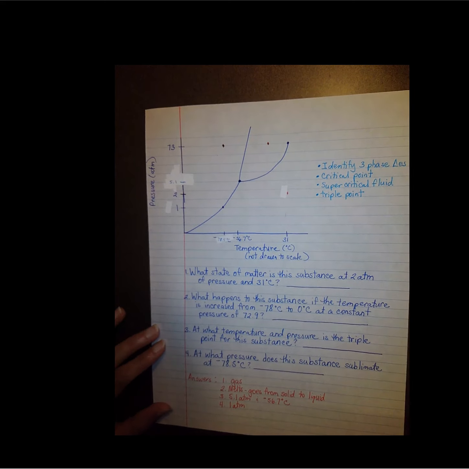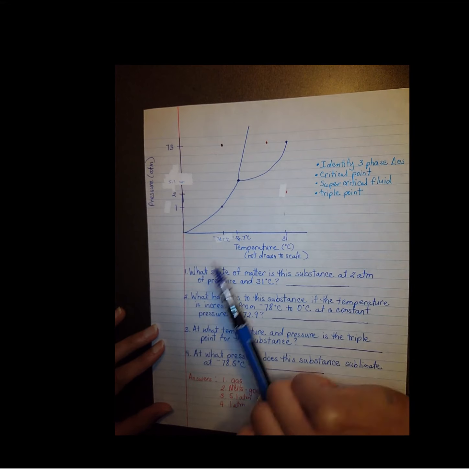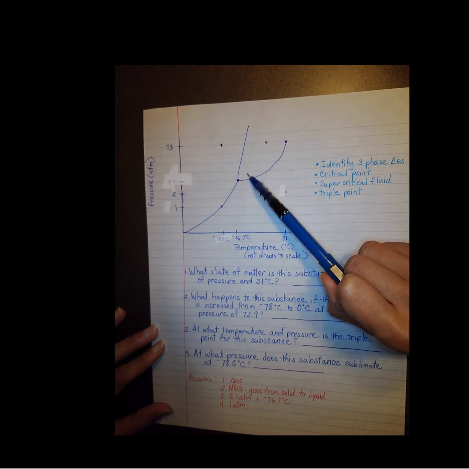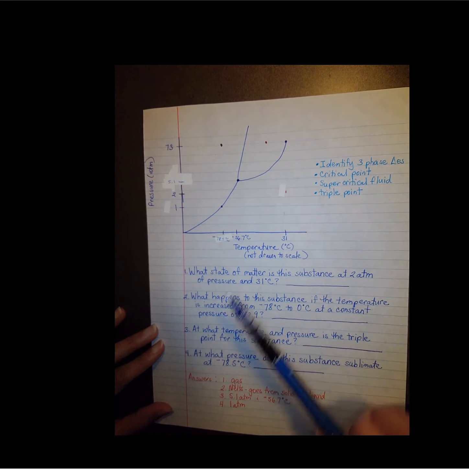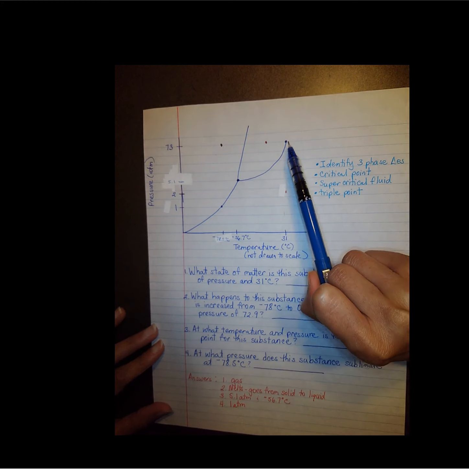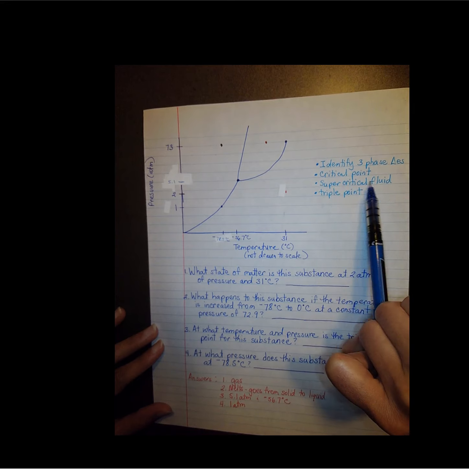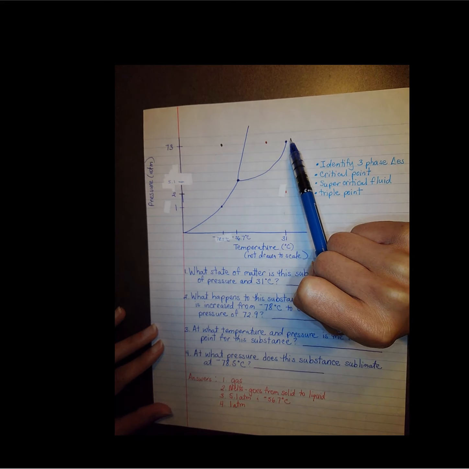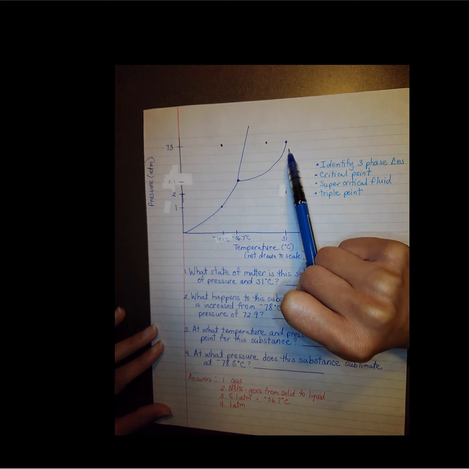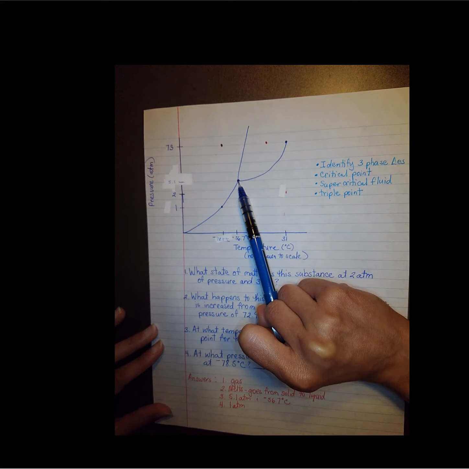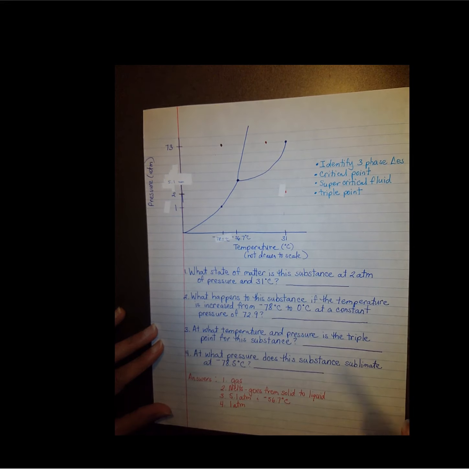You're given a simple phase diagram that basically looks like this, and you should be able to identify the three phases. So this would be your solid, your liquid, and your gas right here. You should be able to identify the critical point, which is right here, and you should be able to identify the supercritical fluid. The supercritical fluid will be formed in this area right here. Your triple point for the substance happens to be right here in the middle. Remember that all the phase diagrams that I'm showing you today are not drawn to scale.